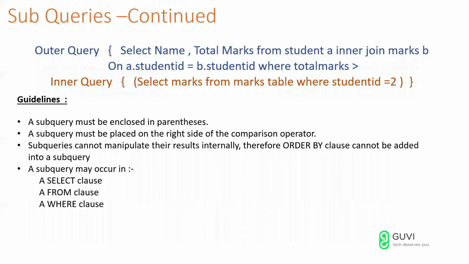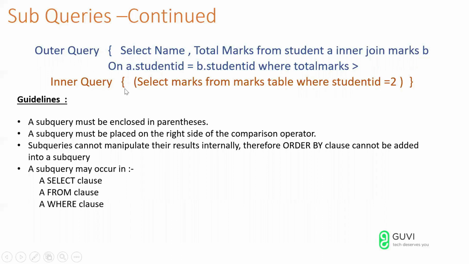This outer query depends on the inner query value. So what is the inner query? The inner query is what you have inside the open and closed braces, where you are selecting marks from the marks table where student ID equal to 3 or 2, whichever student you want to compare with. You can make it 2 or 3 or any other student ID which you want to compare.